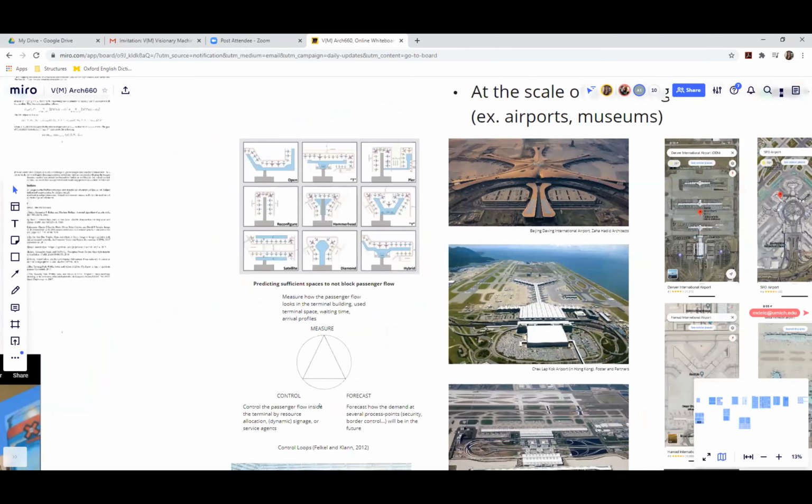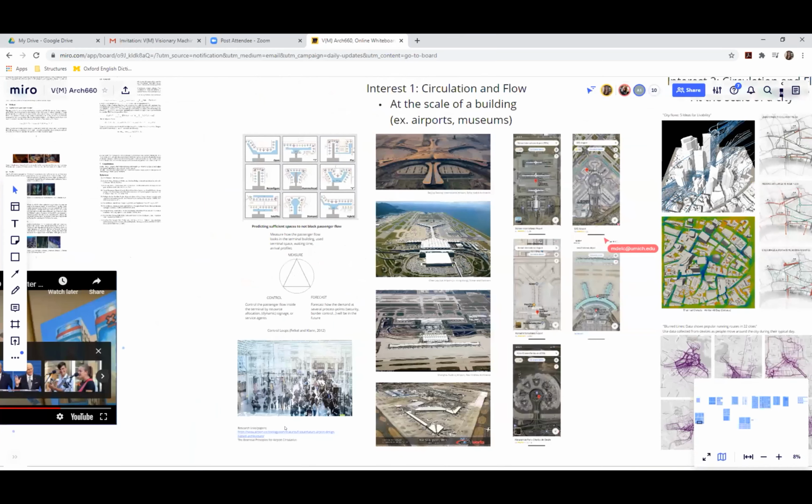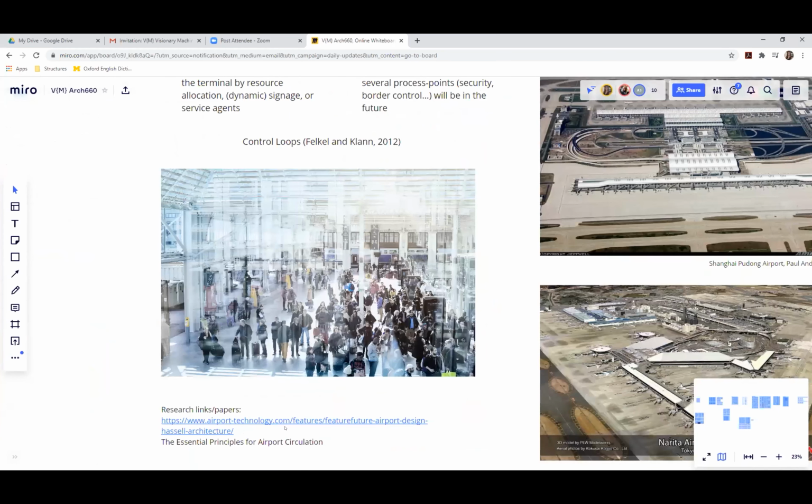And this here is a concept diagram that's discussing essential principles for airport circulation and how predicting is able to help them control passenger flow. And we thought it's really interesting to think about the relationship between infrastructure and the flow of people that are moving through the space. So the relationship between the user and the space, different passengers, different purposes.